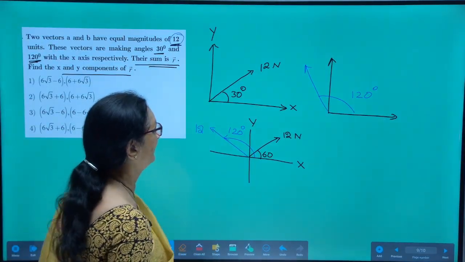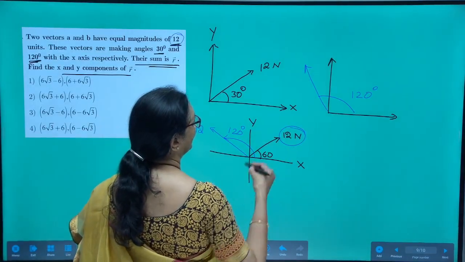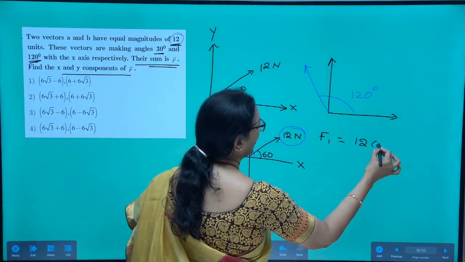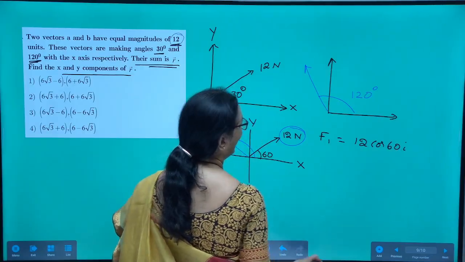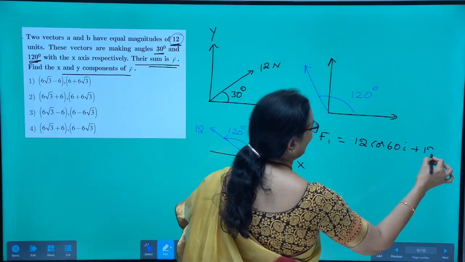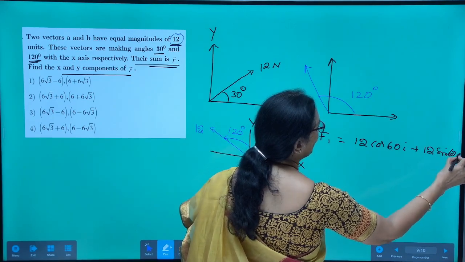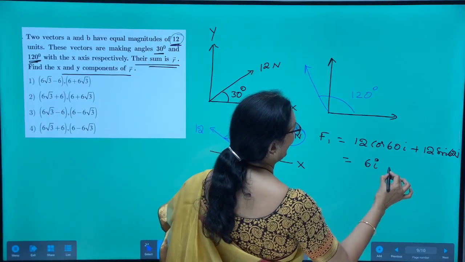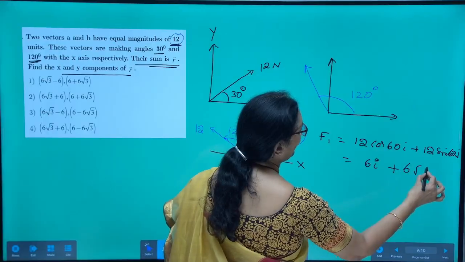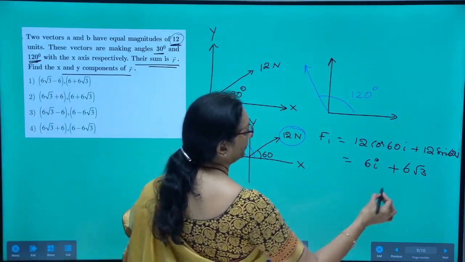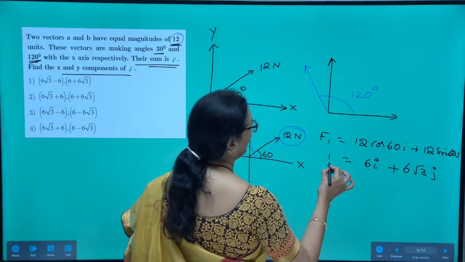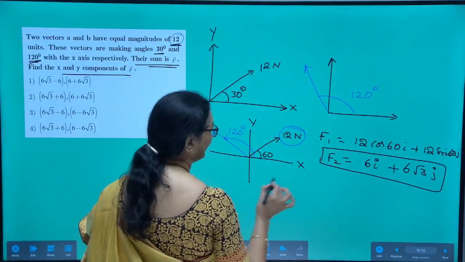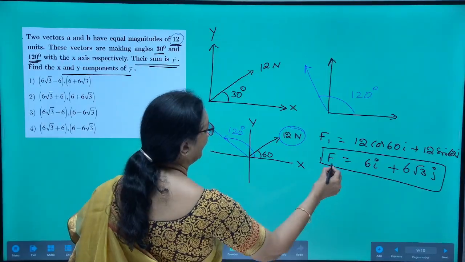Let us try to find out the components of this vector. F1 is equal to 12 cos 60 I bar plus 12 sin 60 j bar. So cos 60 is half. This is 6 I bar plus 6 root 3, because sin 60 is root 3 by 2. So 6 root 3 j bar. That is F1 bar.